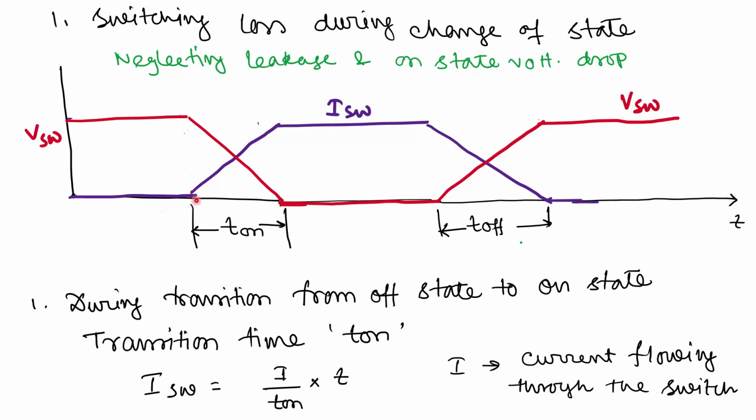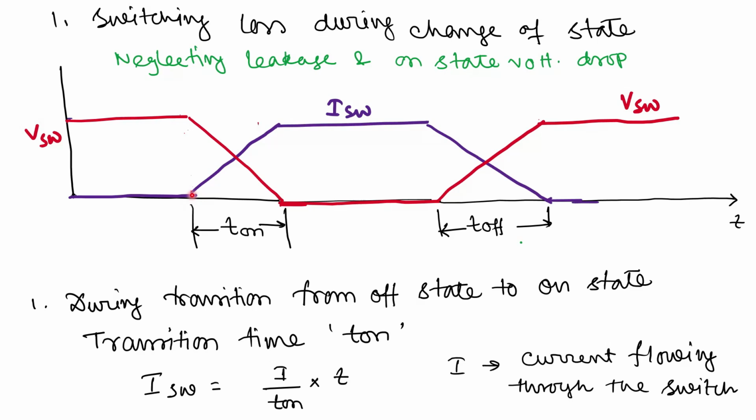This purple line, before this T on start, has an off state. Off state means there is a finite voltage, V switch, present here and the current is 0. Though there is a small leakage current, at this moment we can consider there is no leakage current. So the current is 0. At this point, turn on is started.